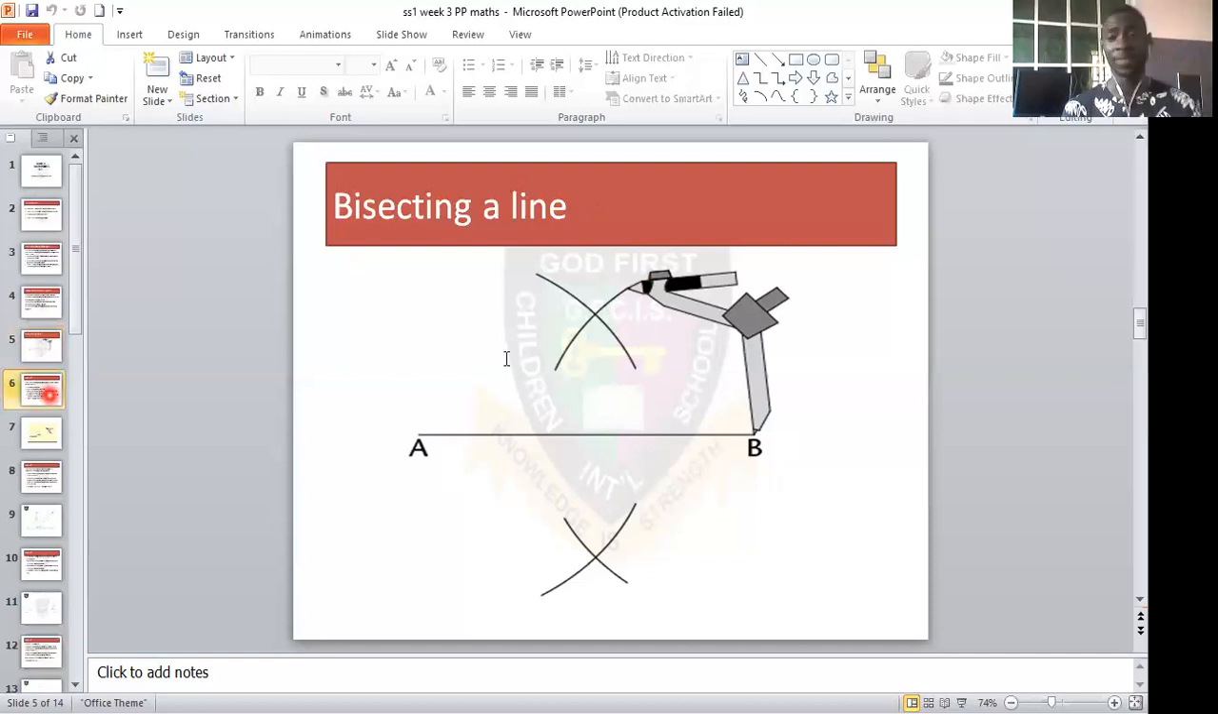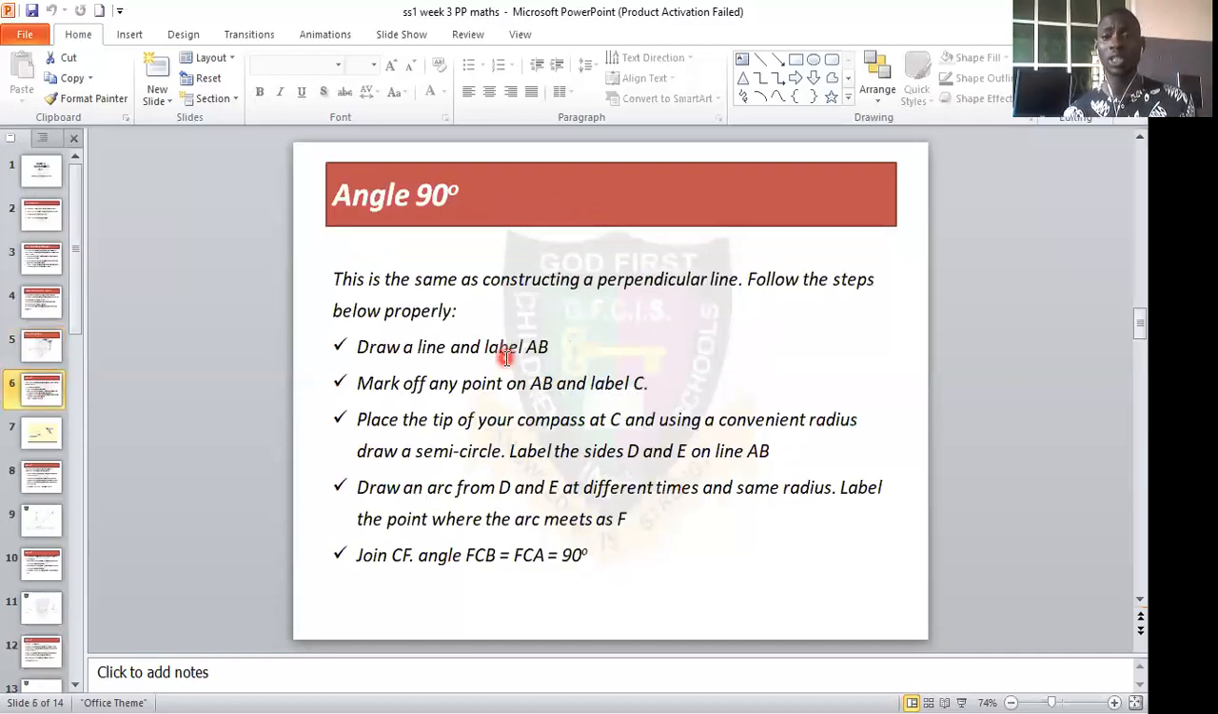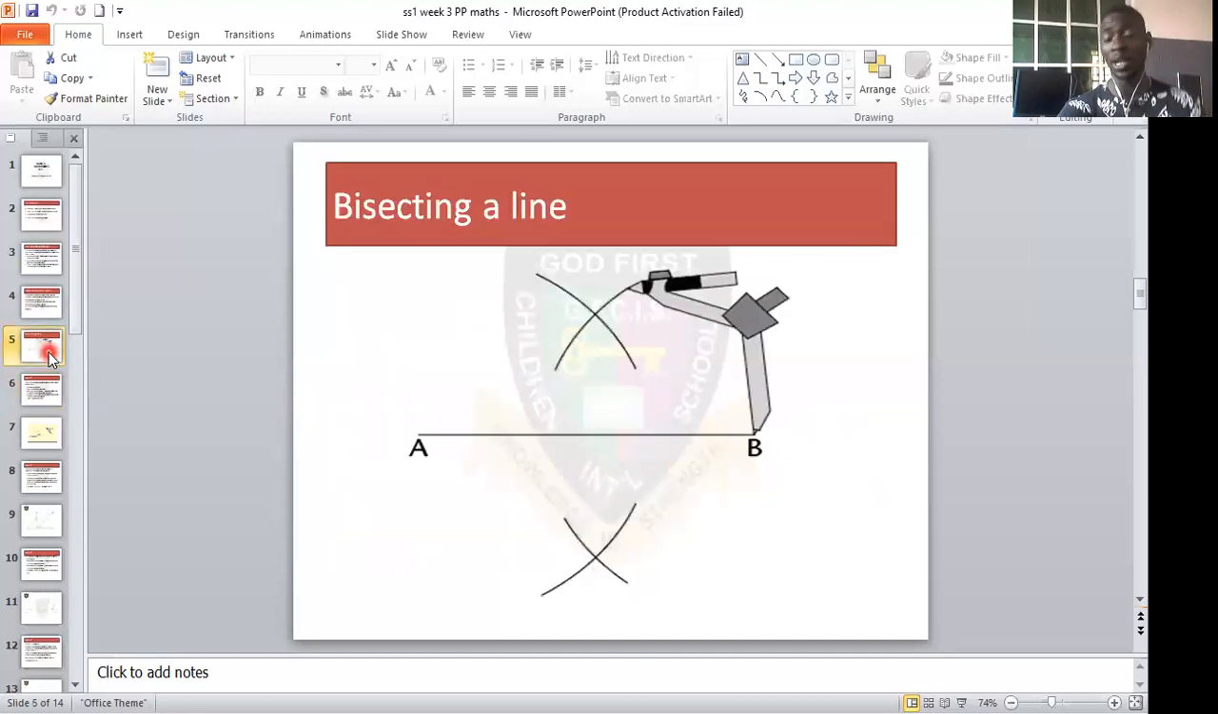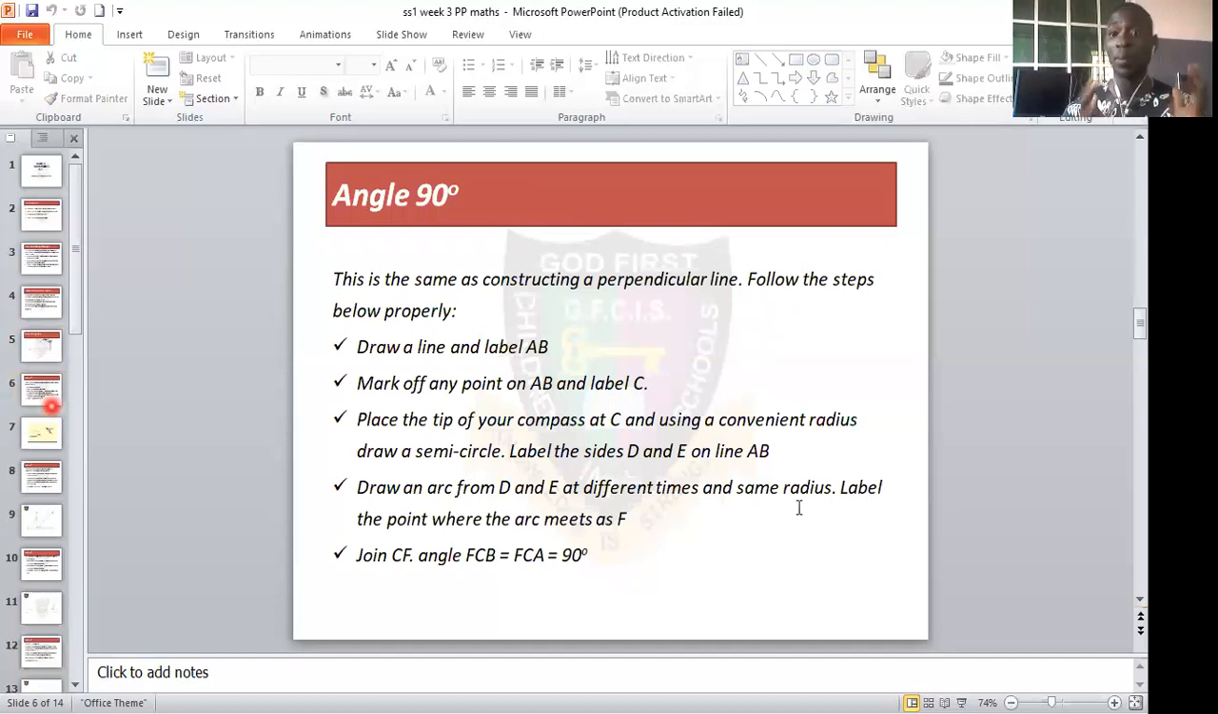So this is angle 90. These are the procedures to follow in constructing angle 90. If you want to construct angle 90, you all know what an angle 90 is, a right angle. This is the same as constructing a perpendicular line. This is a perpendicular line, a straight line. If you draw a line here, it's not a perpendicular line. So you can easily get your angle 90 here. But these are the procedures to follow, a proper procedure.